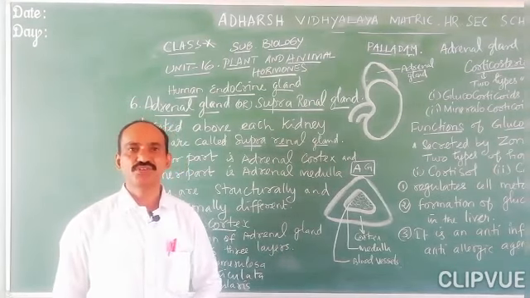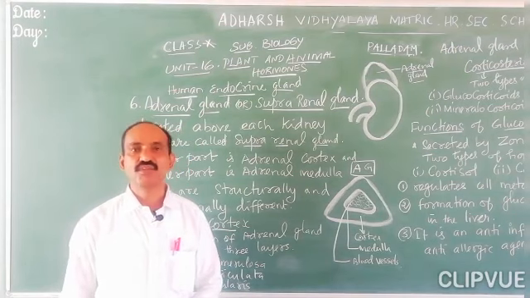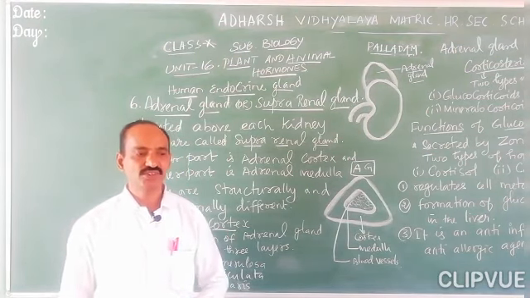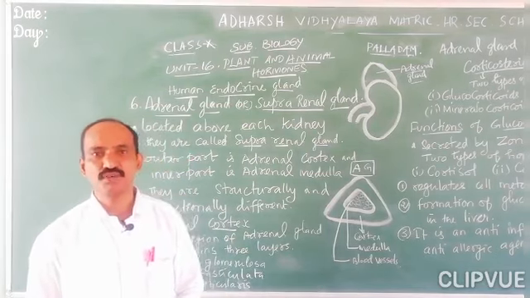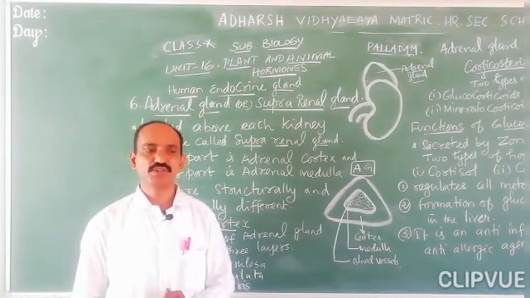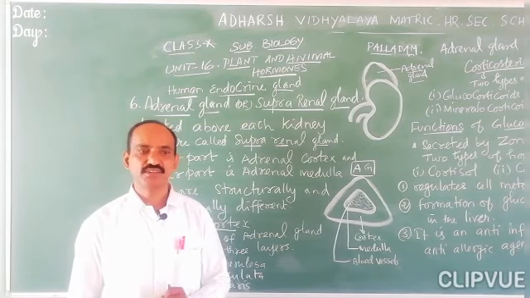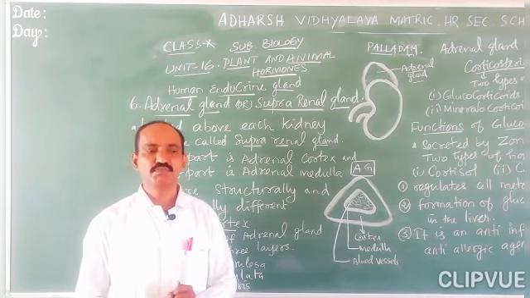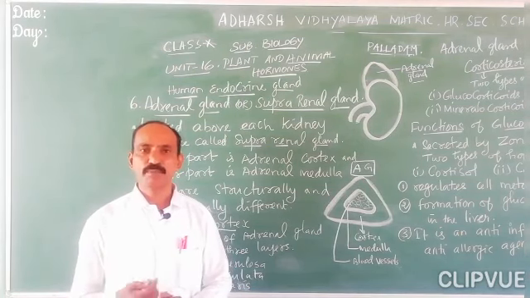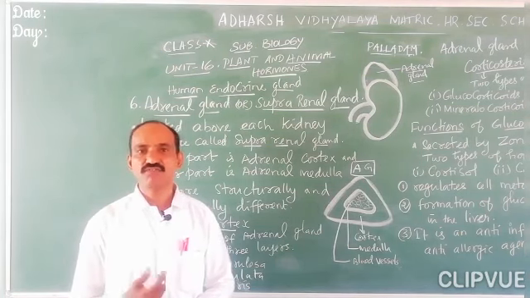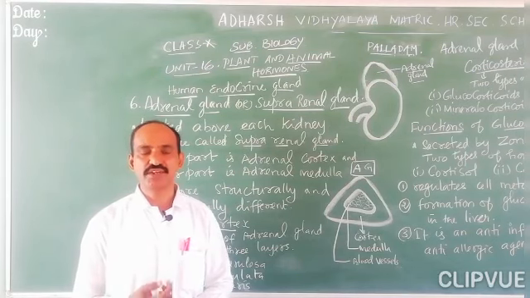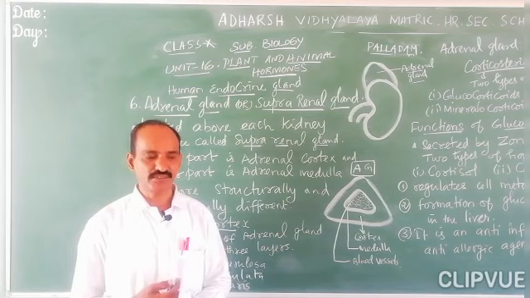Today we are going to see unit number 16, plant and animal hormones. Already we discussed some of the human endocrine glands. First one, pituitary gland, then thyroid gland, parathyroid gland, then thymus gland, and pancreas. There are 5 glands, human endocrine glands, that we completed in the previous class.